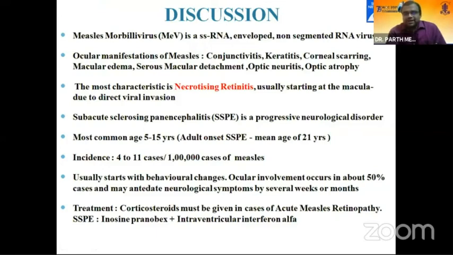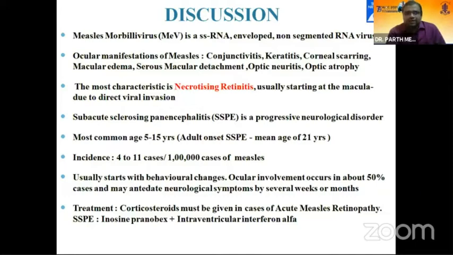Measles is a single-stranded RNA virus. Ocular manifestations range from the anterior segment to the posterior segment, but the most characteristic is necrotizing retinitis, which usually starts at the macula. SSPE is a progressive neurological disorder. It starts with behavioral changes. Ocular involvement occurs in about 50% of the cases and may precede neurological symptoms by several weeks or months.